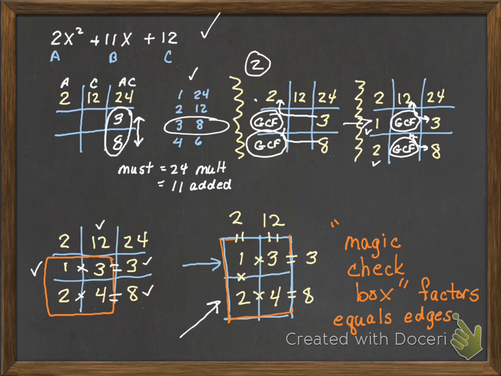And this is why NCTM likes this, because if the students check their work and make it a true square of factors, then they will not get their signs mixed up with the negatives and the positives. So here we go. 2 times 1 is 2. 4 times 3 is 12. 1 times 3 is 3. And 2 times 4 is 8. And so that's your little magic checkbox.